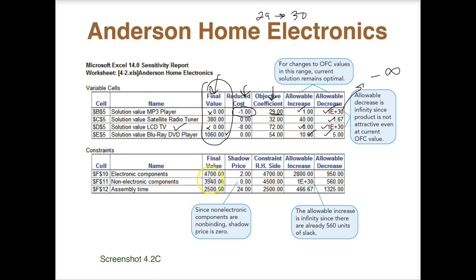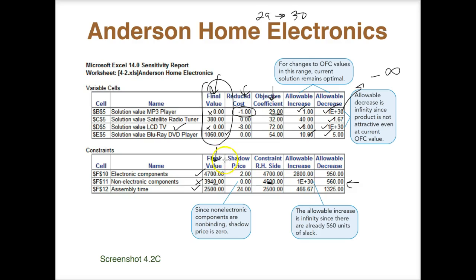Now down here for our constraints, we see that these are our final values here. And so we see that we've used up all of the electronic components and used up all the assembly time. But notice that we did not use up all of the non-electronic components, because we see the difference in between these two numbers here. And of course, that difference there is the 560 that we see here in the allowable decrease.